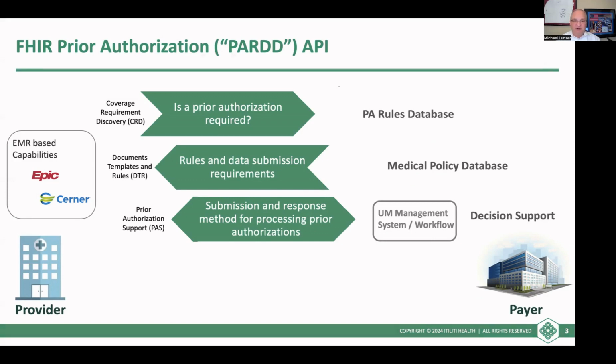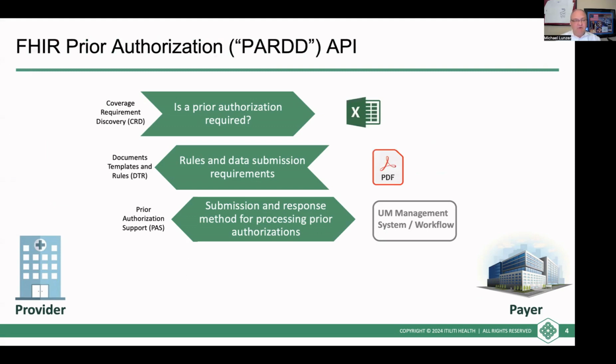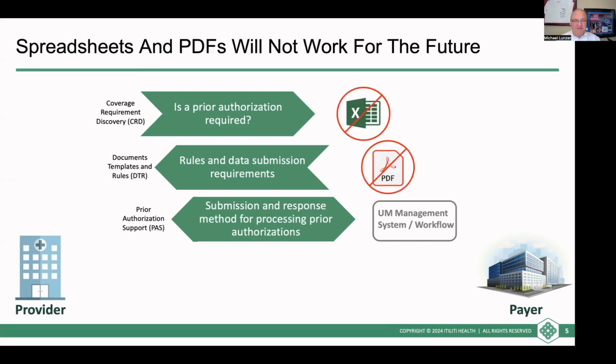And the third transaction is called Prior Authorization Support, and that transaction governs the rules about submissions and responses to prior authorization requests. Today, most health plans utilize spreadsheets and PDFs to communicate their prior authorization requirements and medical policies and clinical guidelines. As you might imagine, that's not going to work real well when the provider's EMR is sending over a transaction, a digital request to the health insurance company. It's not very easy for them to connect a spreadsheet or a PDF to that transaction.